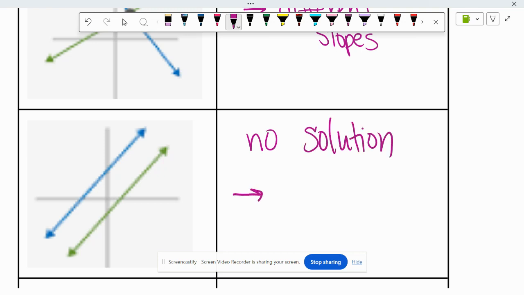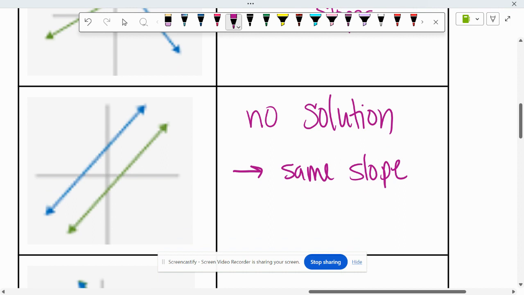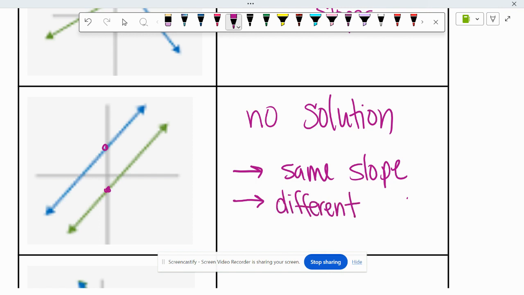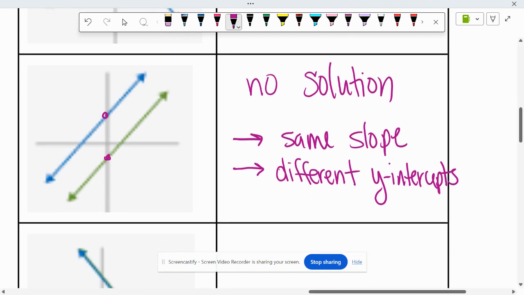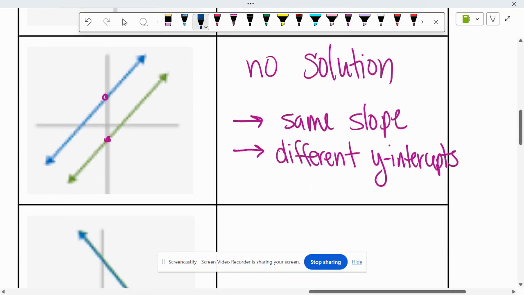No solution. What kind of lines are those? Yeah. So I know that my equations have the same slope. What about their y-intercepts? If I have two parallel lines, they have the same slope, but they have what y-intercepts? Different. Yeah, these cross the y-axis at different places. Different y-intercepts. What about this last one down here? It's kind of funky.